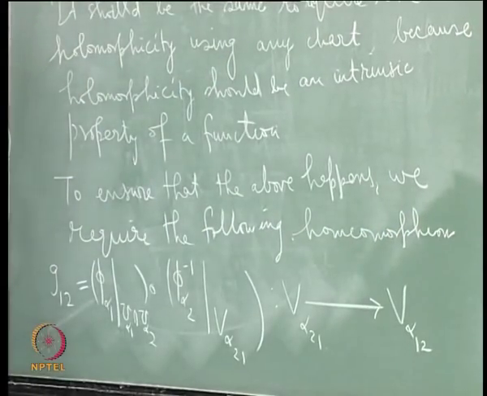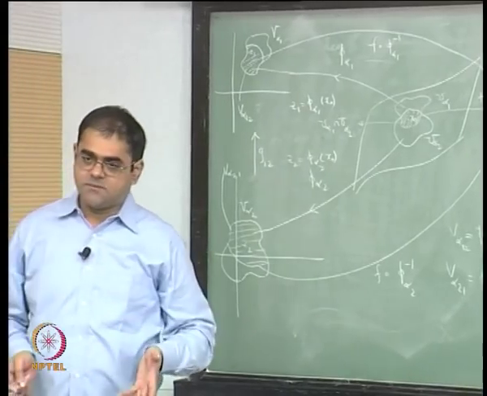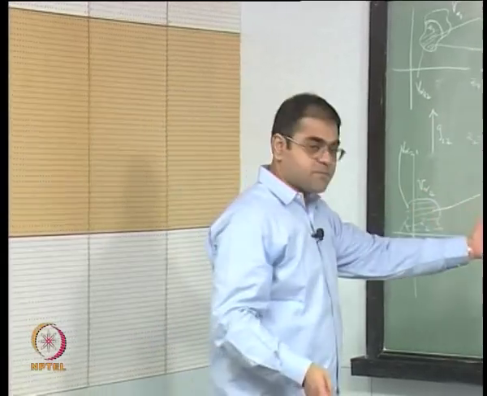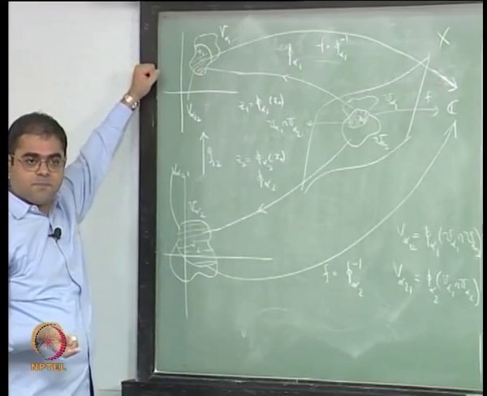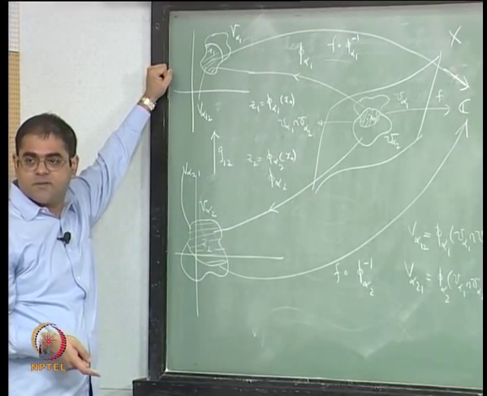This is a homeomorphism because the restriction of a homeomorphism to an open set is also a homeomorphism. And a composition of homeomorphisms is again a homeomorphism. So this is a homeomorphism, and what is it a homeomorphism of? It's a homeomorphism of two open subsets of the complex plane. So I can require that to be holomorphic.